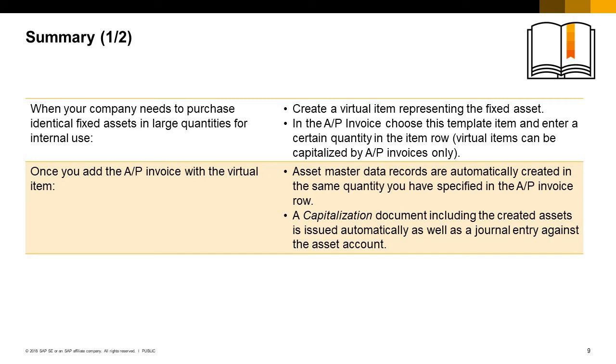When your company needs to purchase identical fixed assets in large quantities for internal use, create a virtual item representing the fixed asset. In the AP invoice, choose this template item and enter a certain quantity in the item row. Virtual items can be capitalized by AP invoices only. Once you add the AP invoice with the virtual item, asset master data records are automatically created in the same quantity you have specified in the AP invoice row. A capitalization document including the created assets is issued automatically as well as a journal entry against the asset account.